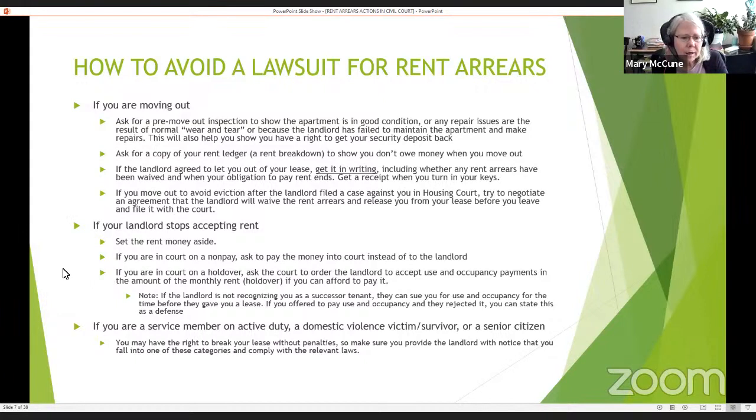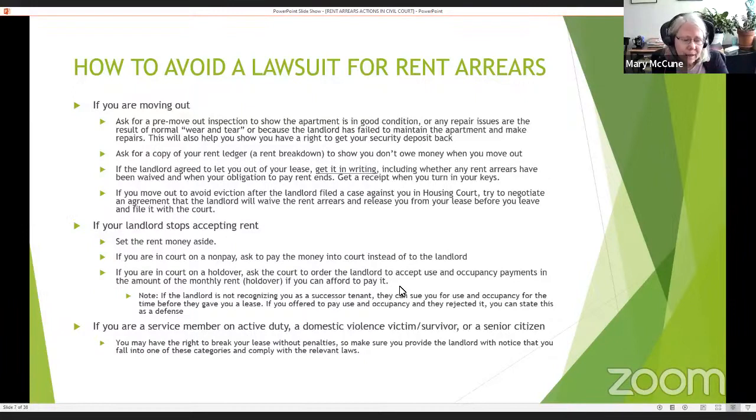If you're in court on a holdover, you can ask the court to order the landlord to accept the payments. And if you're in a holdover, it's called use and occupancy instead of rent, because technically when they file a holdover, they serve you with a notice that terminates your tenancy. And so it kind of canceled the lease out. So it's called use and occupancy.